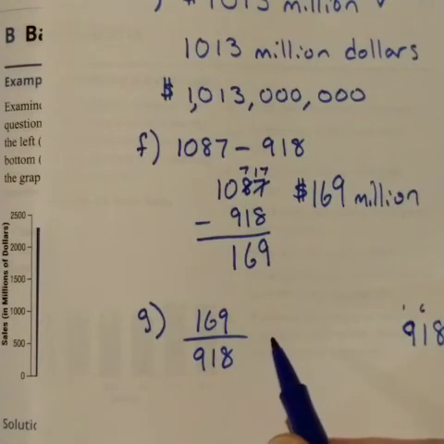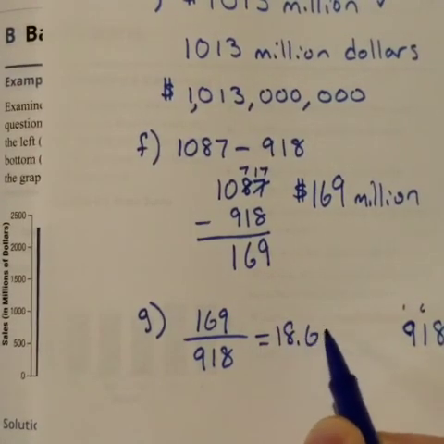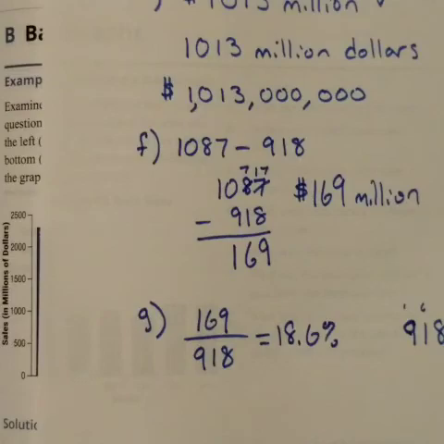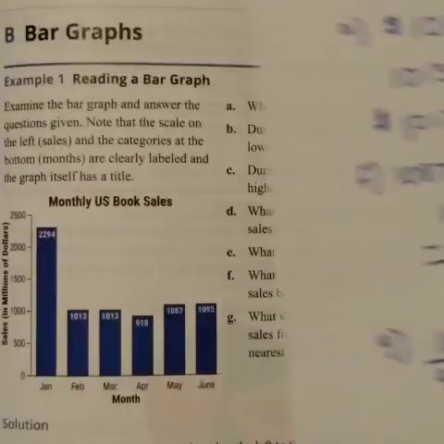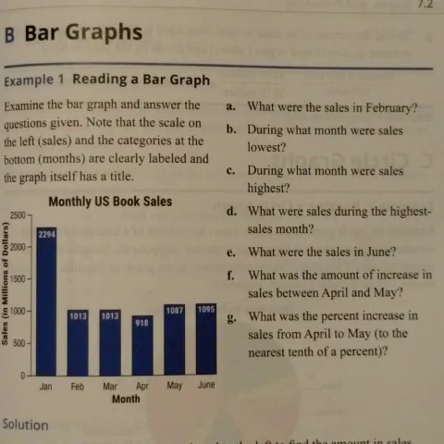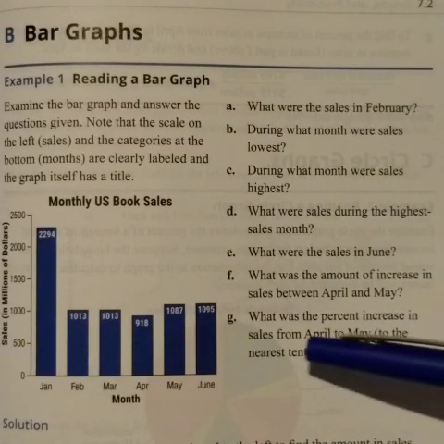So it's 18.6%. Okay. Cool. So 18.6% is the increase from April to May.